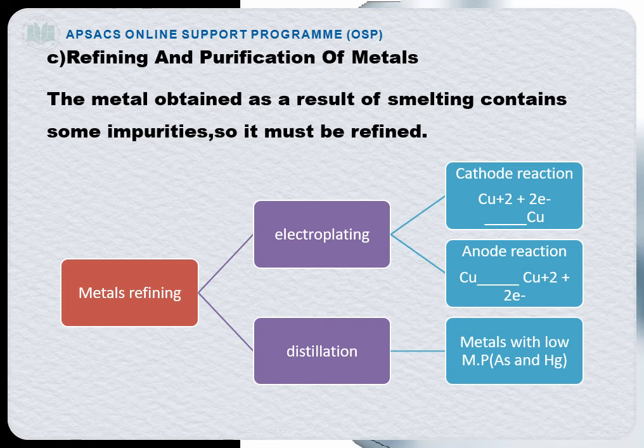Whereas the distillation process is used when we have metals with low melting point such as silver and mercury.